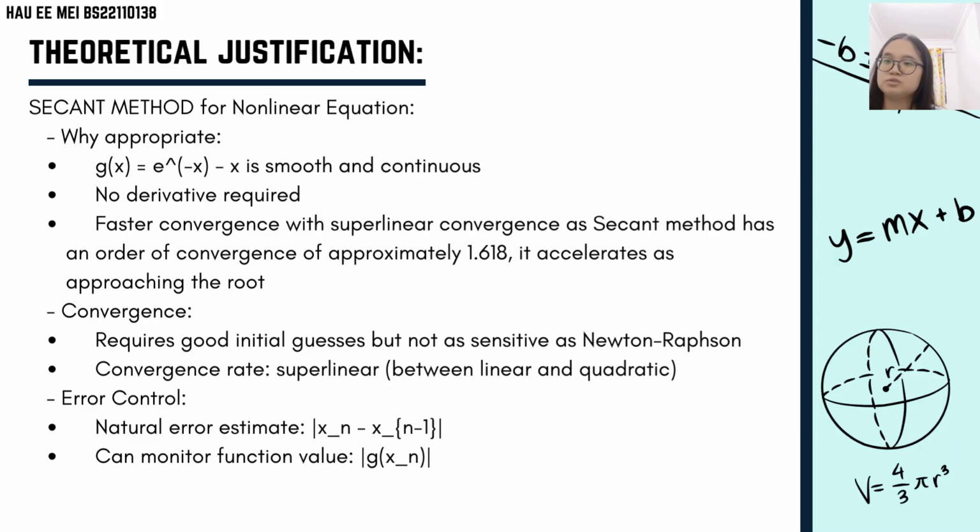The second method is suitable here because the function is smooth and does not require derivative calculation, which simplifies the implementation, and it converges superlinearly with an order of about 1.618, accelerating as it nears the root with only 2 initial guesses needed. Error can be naturally monitored using the iteration difference and the function value to ensure the accuracy.